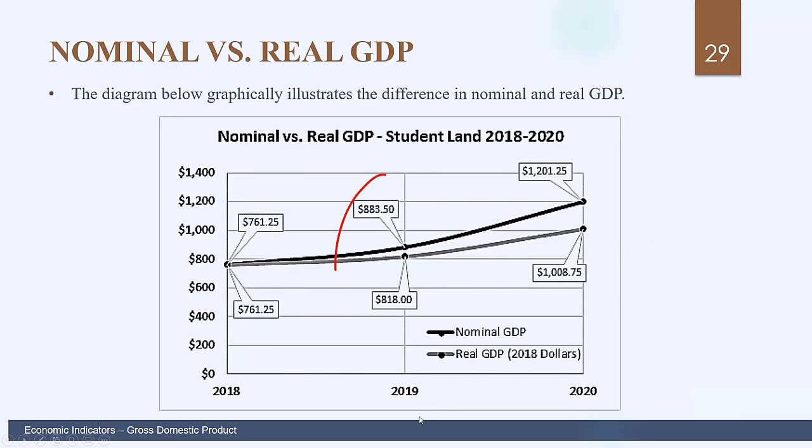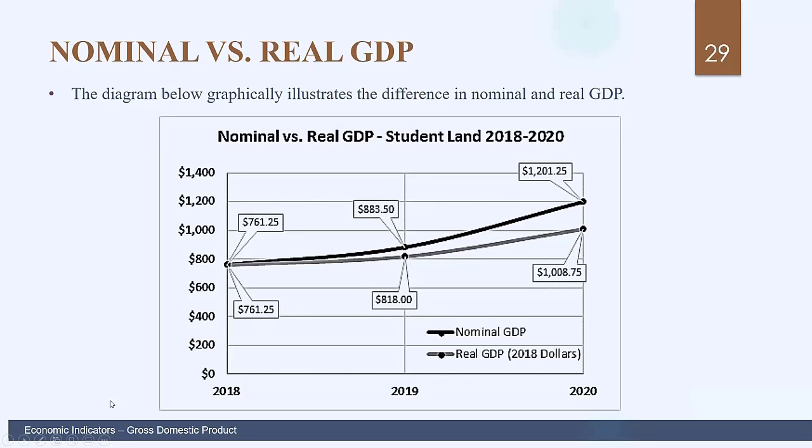Now we can see in 2019, real GDP was 818, but nominal GDP is 883.50. And of course, in 2020, we see that the real GDP is 1,008 and nominal GDP is 1,201. The difference between these two lines reflects changes in prices, which is what we don't want when we look at economic activity over time. Clearly here, if we use nominal GDP to make any statements about how economic activity has changed over time, we would be overstating it by the difference between these two lines.